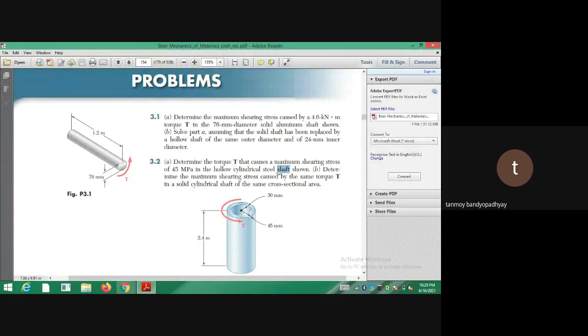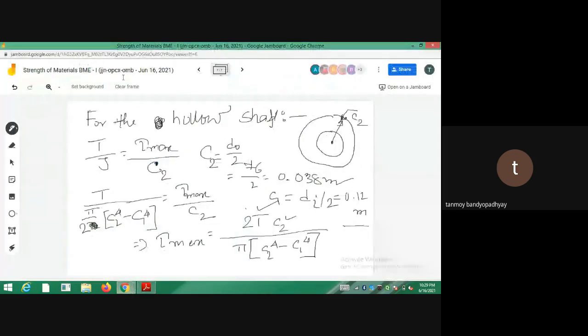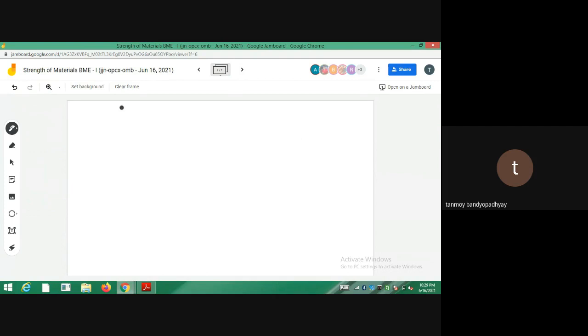So in the second problem you are given tau max. So problem number 3.2, you do it at your home or next day I'll be doing. So the main thing is whenever you are having a solid shaft and a hollow shaft, which shaft will carry the higher torque?